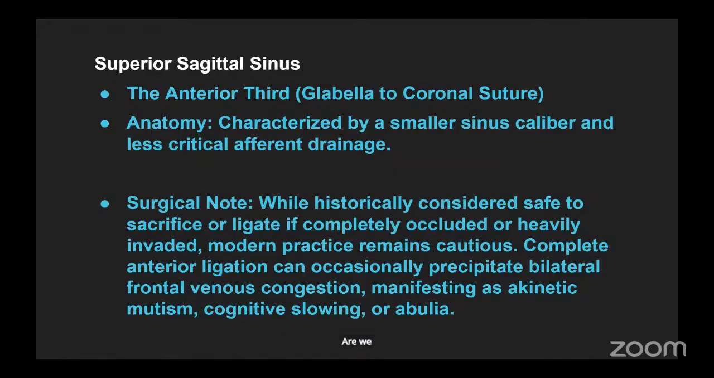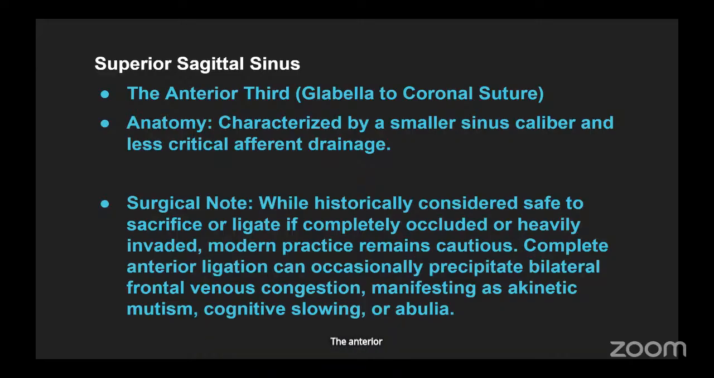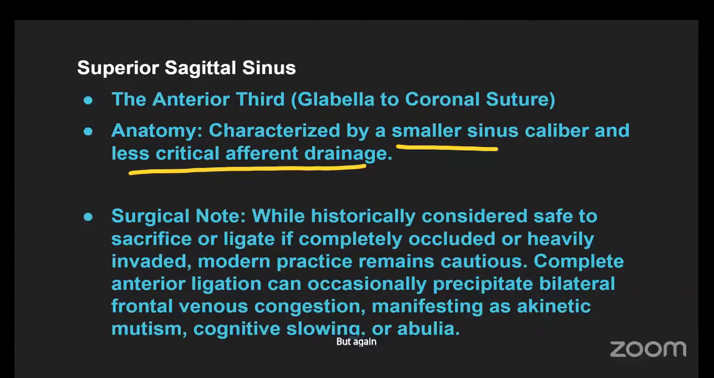Are we all on the same page? Yes. So we have already discussed the superior sagittal sinus and the rule of the thirds. We have the anterior third, clavilla to coronal suture. We have the middle third, coronal suture to lambdoid, and we have the posterior third, lambdoid to torcular. The anterior segment is notorious for having a smaller caliber and less critical afferent drainage. But again, this is the school of thought that I was discussing before. There will be situations in which, if you end up ligating it, it might result in a frontal lobe syndrome.